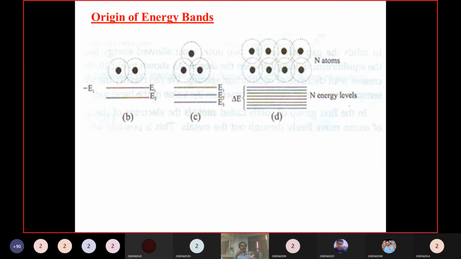So those electrons, each electron has particular energy levels. Those all energy levels combined form one band. One band. Okay, that is the band here. Now we will discuss.